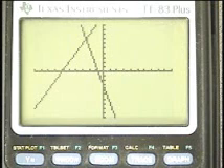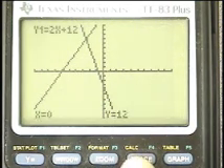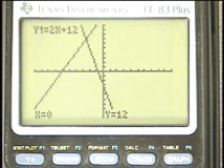Now that it's graphed lines that represent the equations, how does that help us find the solution? Well, the key to remember here is every point on the line represents a solution to the equation.